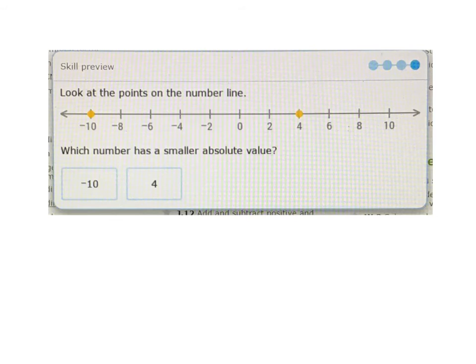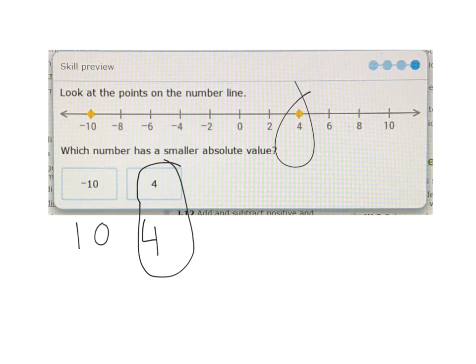And this final example says, look at the points on the number line. Which number has the smaller absolute value? So the absolute value of 4 is 4. The absolute value of negative 10 is 10. So the smaller absolute value is obviously 4 because it is closer to 0.